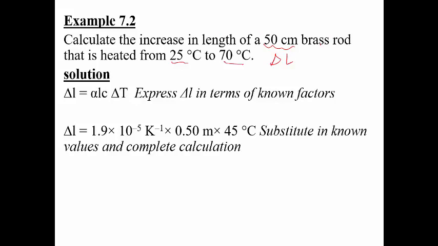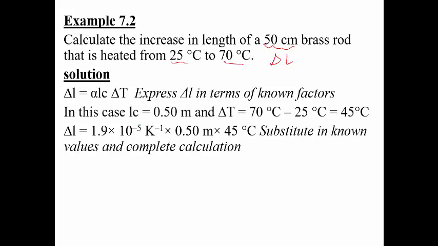For brass, the coefficient is known, and LC is 50 centimeter, and change in T is 70 minus 25. Let us substitute this. LC is 0.5 meter, and change in T is 70 degrees Celsius minus 25, which gives 45 degrees Celsius. And change in L becomes this. This value is the linear expansion coefficient of brass. This is alpha, this is LC, and this is the change in temperature.